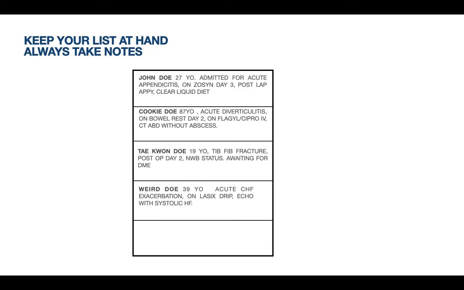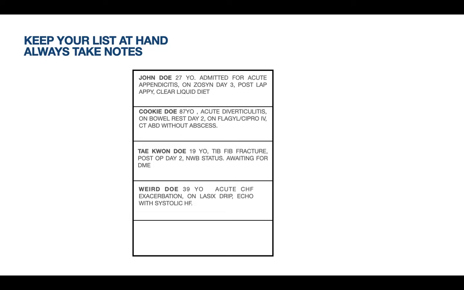You will have to create your own list saying, okay, for John Doe, reminders, right? This is your brain. This is a 27-year-old admitted for acute appendicitis on Zosyn day 3, post-lap appy, on a clear liquid diet. Same for Cookie Dough, same for Taekwondo, and same for Weirdo. You have to have reminders of what's going on.